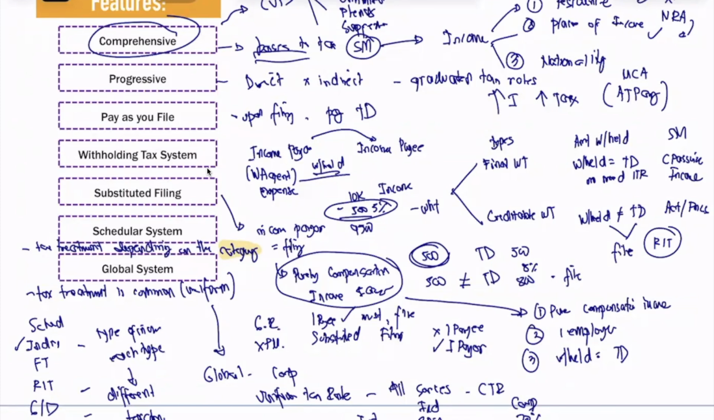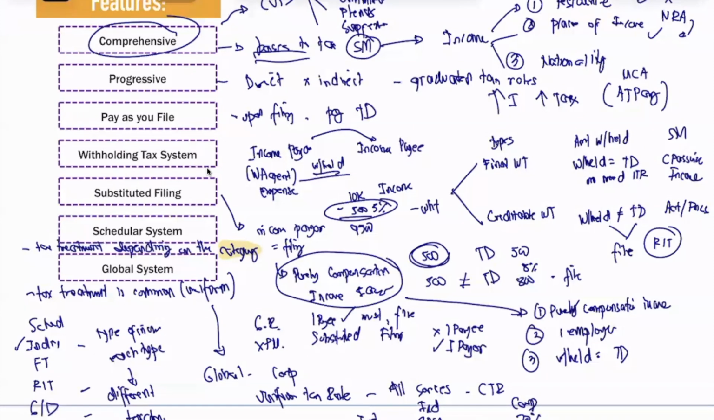Withholding tax system, there are two entities here, income payor and income payee. The income payor has the expense. Income payee is the income earner. And the withholding tax, again, is either final or creditable. Next, substituted filing happens only if that is a purely compensation income earner with one employer.